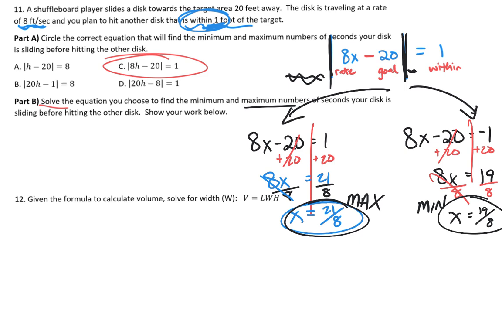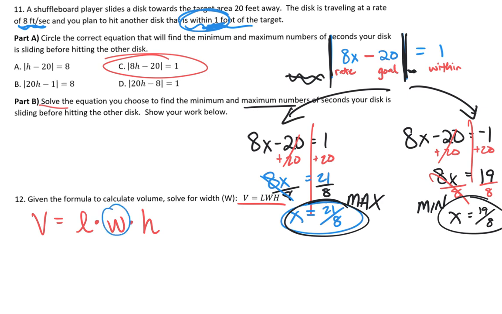All right, last question here. What do we got? Given the formula, calculate volume. Volume equals length times width times height. All right, we've seen this before. This was on your last test. Volume equals length times width times height. So you see how they wrote it? You see how I wrote it? It's the same thing. It says solve for W. All right. Solve for W.